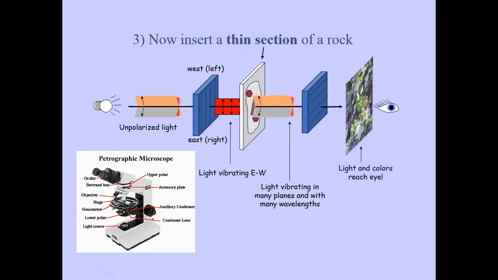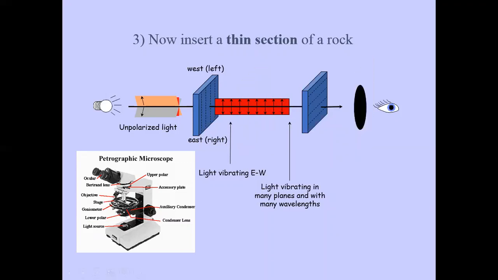Remember that whenever the stage is either empty, it doesn't contain any slide, or it contains isotropic minerals, then in cross polarized light nothing appears to us. There is a dark appearance, nothing appears to us.